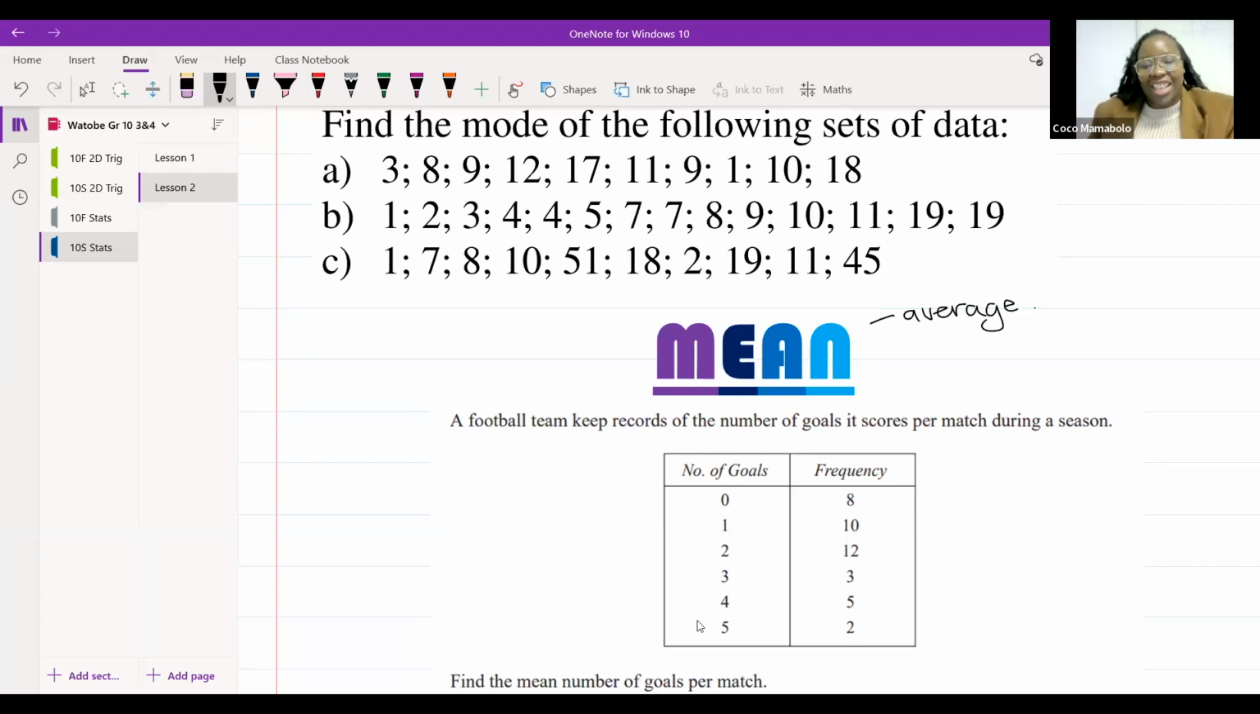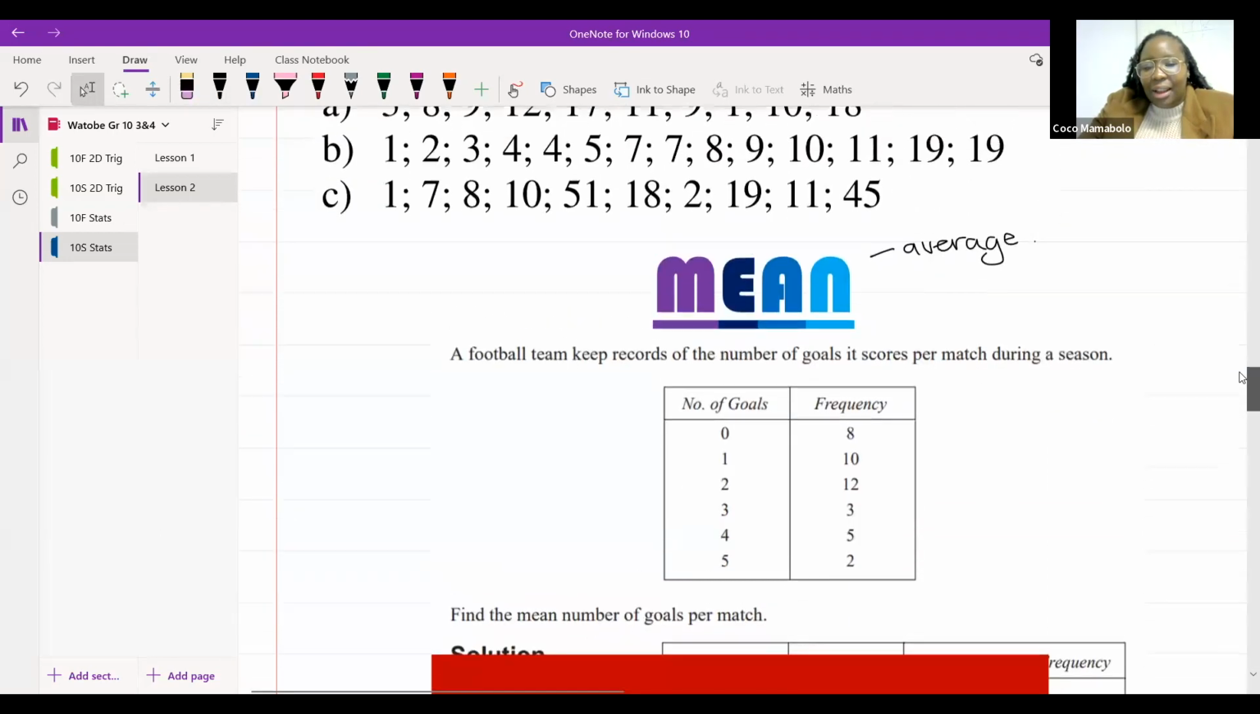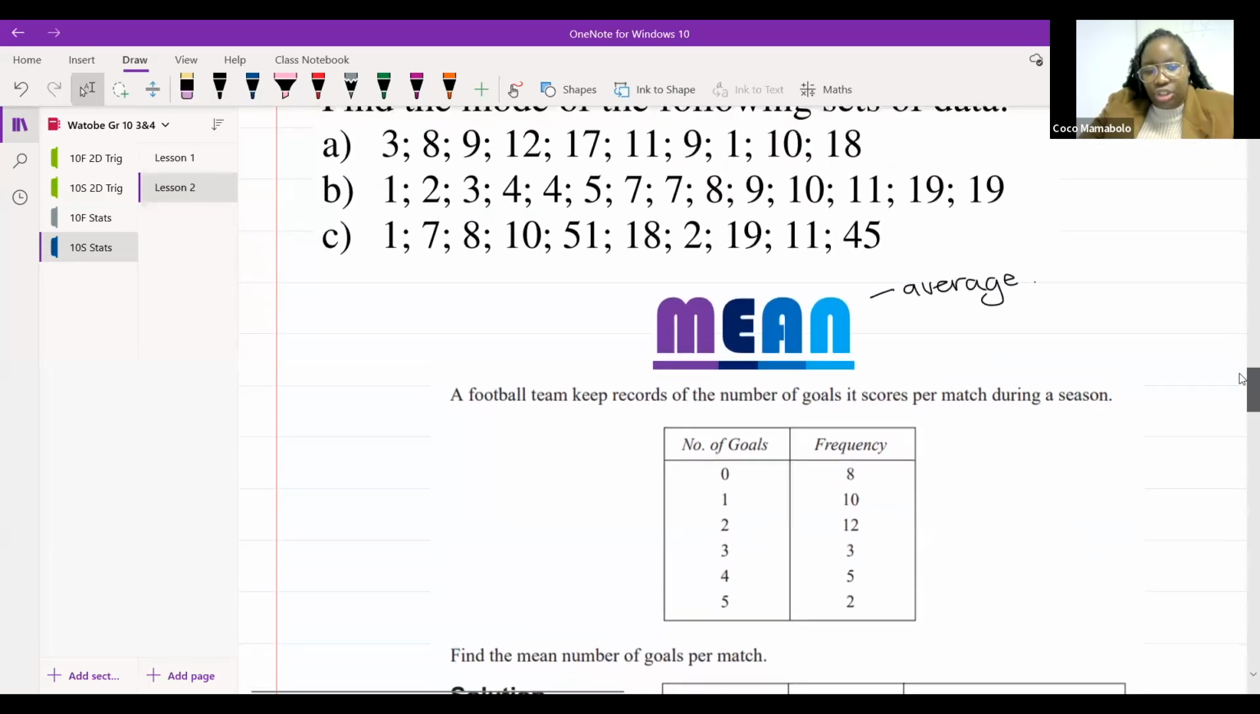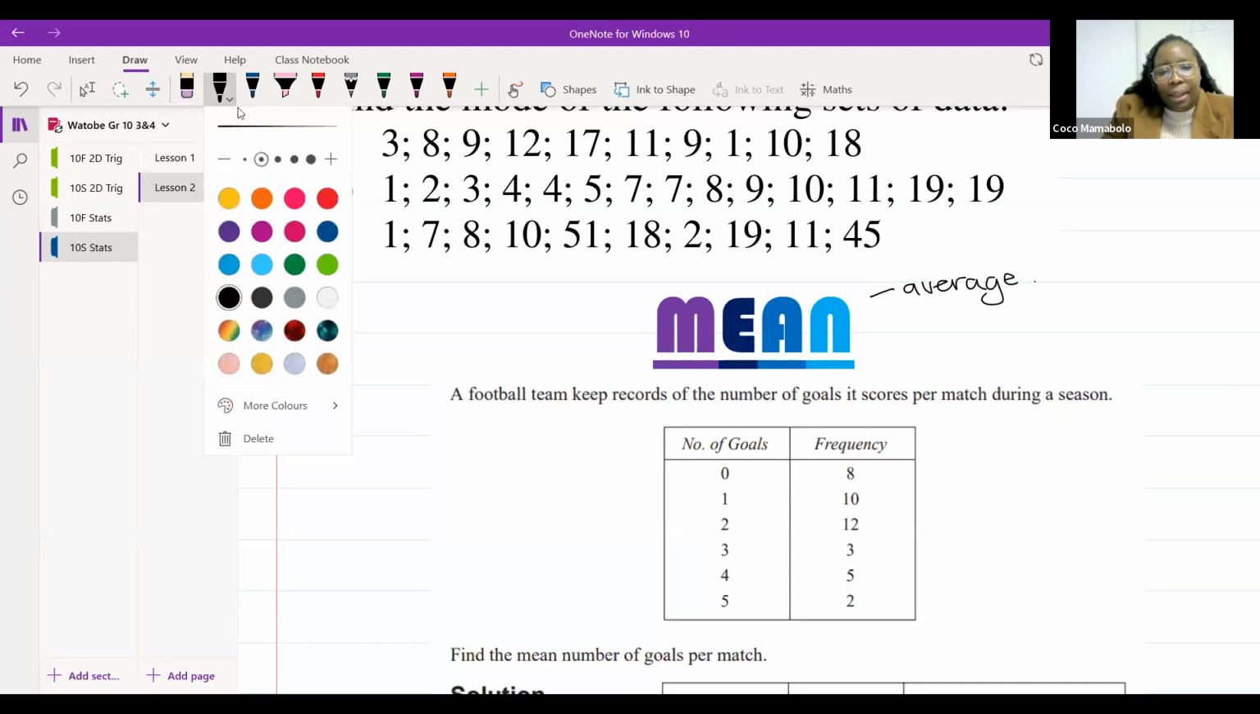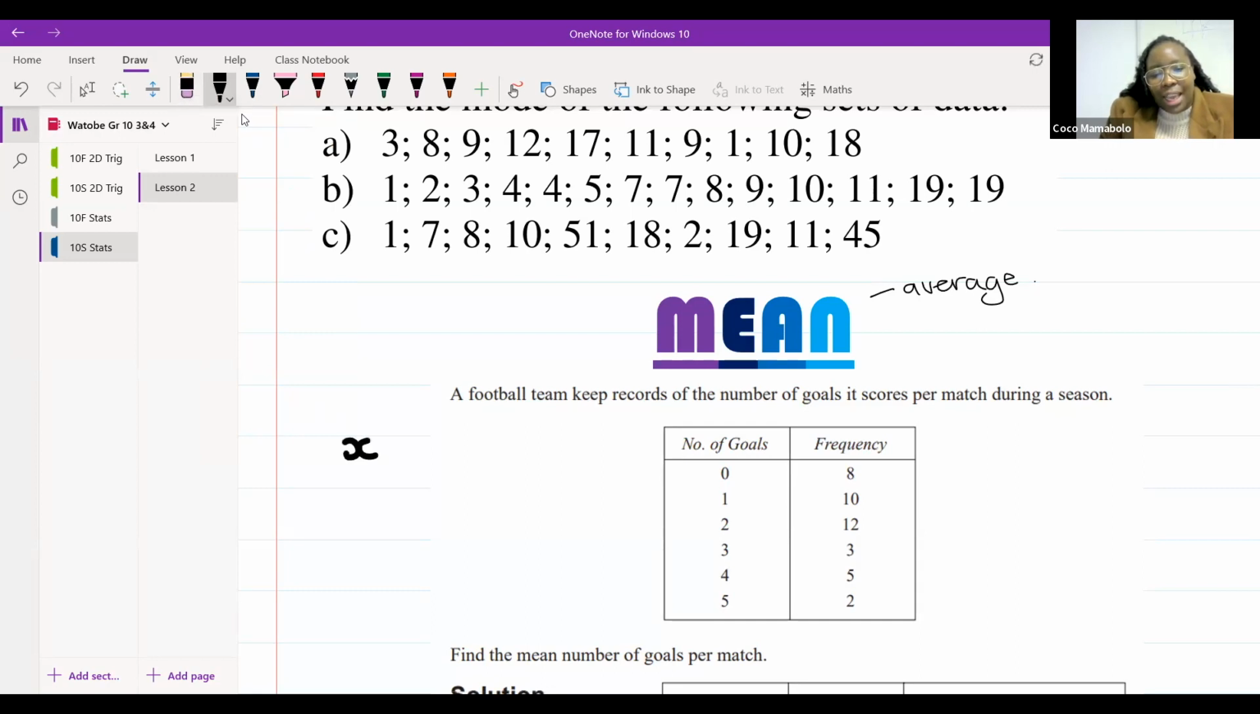So it says here, find the mean number of goals per match. Yes, Hope, 100%. We're going to take all the numbers and add them together and divide by the amount of numbers. So when we calculate the mean, guys, there is a formula. The mean is expressed as such. Let me put it in bold letters. The mean is X with a little hat on it.